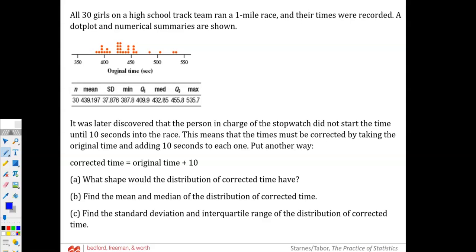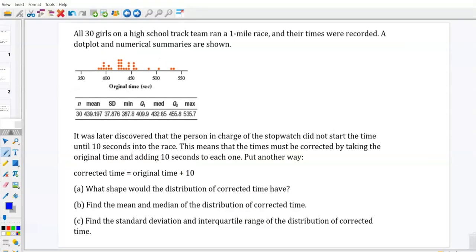So what shape would the distribution of the corrected times have? Really, just look at the shape of the original times, which is pictured up there. Then you would write down whatever you think. Go ahead and do that. So let's just do that. I think I've got this.